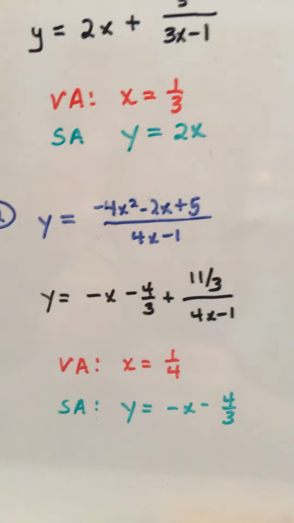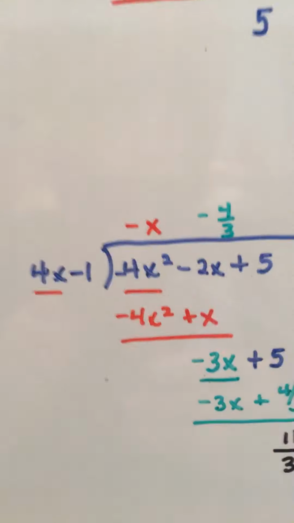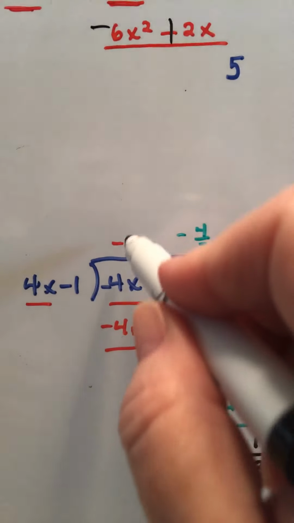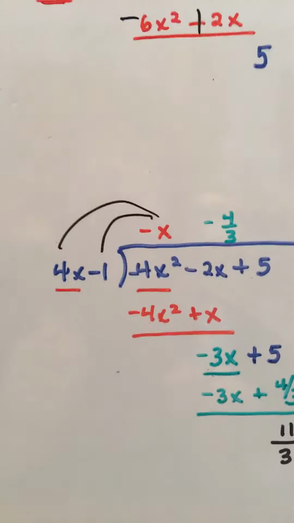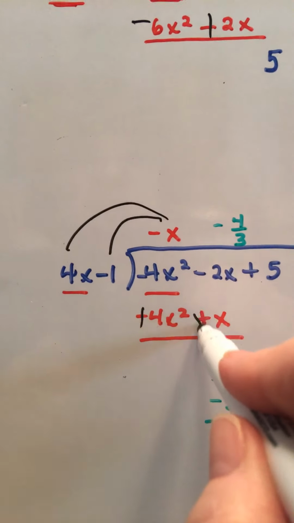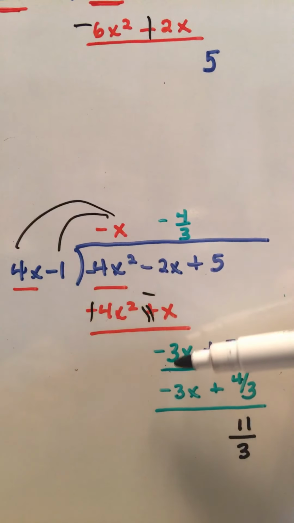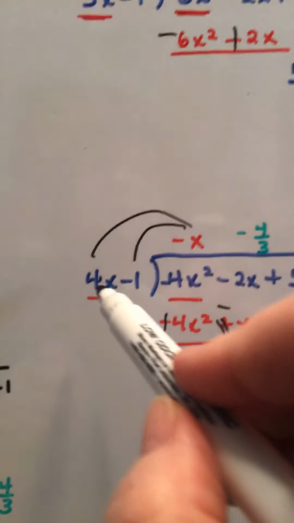Okay, so we'll do another one. So I went and I set it up. And so what do I have to do? I have to say what's missing. I needed a -x. So I distribute, and I get -4x squared plus x, and now I subtract, which means negate. And this is 0, this is -3x, bring down the 5, start over.